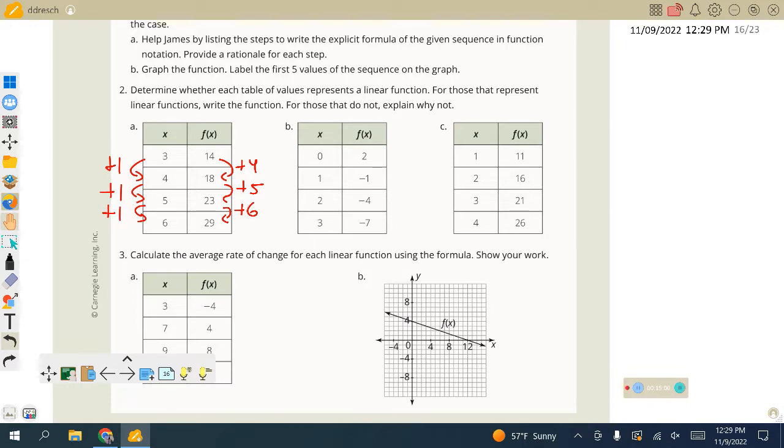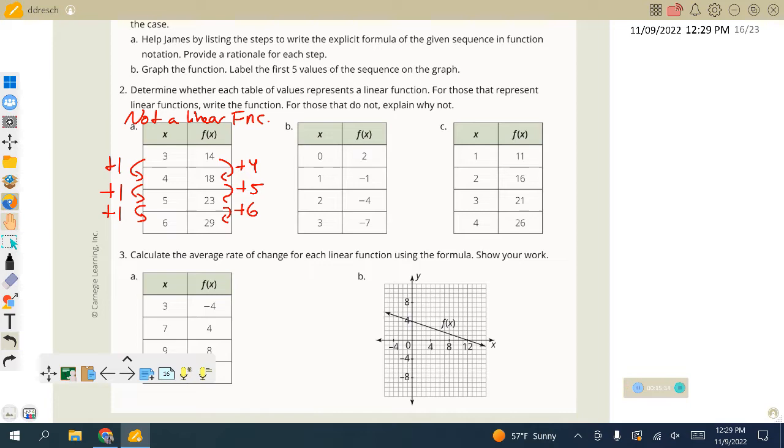But why is this not linear? What is screwing it up here? The y's, correct? So what are we going to classify this as? A function, a linear function, or not a linear function? Correct. This is not a linear function. It's got to be 4, 4, 4, 4. 5, 5, 5, 5. Okay. Now, letter B. Do we have a linear function there or not?